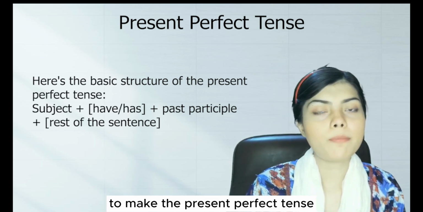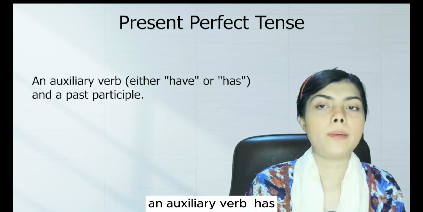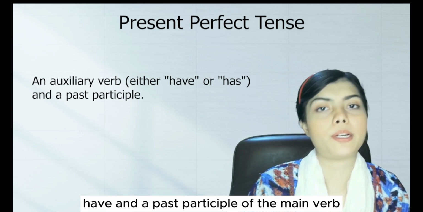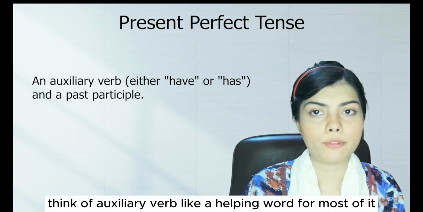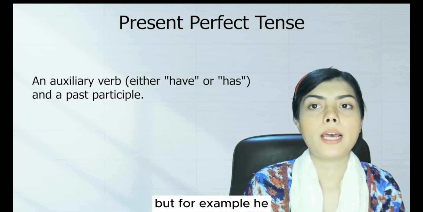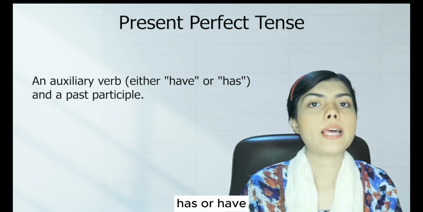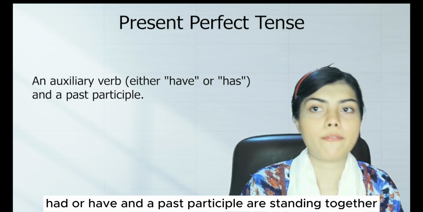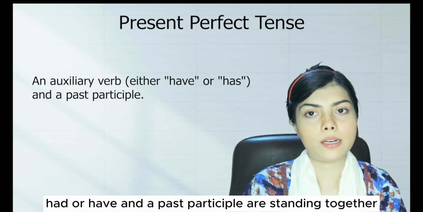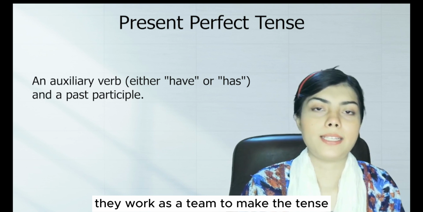To make the present perfect tense, we need two things: auxiliary verb has, have, and a past participle of the main verb. Think of auxiliary verb like a helping verb. For he, she, it, use has, and for the others use have. Imagine small words has or have and a past participle standing together. They work as a team to make the tense.